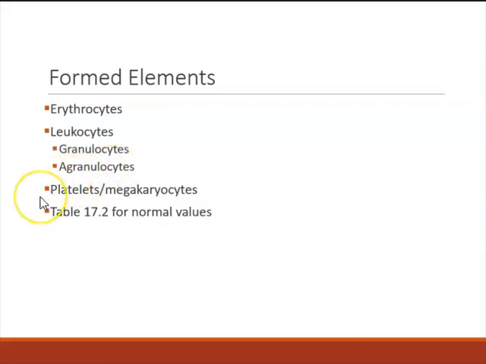The next type of formed elements are platelets, and platelets are basically cells that have broken off from larger megakaryocytes, and platelets are very important, especially in clotting. Again, don't worry too much about this table, and you don't really need to know too much about normal values, but you do need to know which ones are more abundant than others, and we'll talk about that in just a little bit.